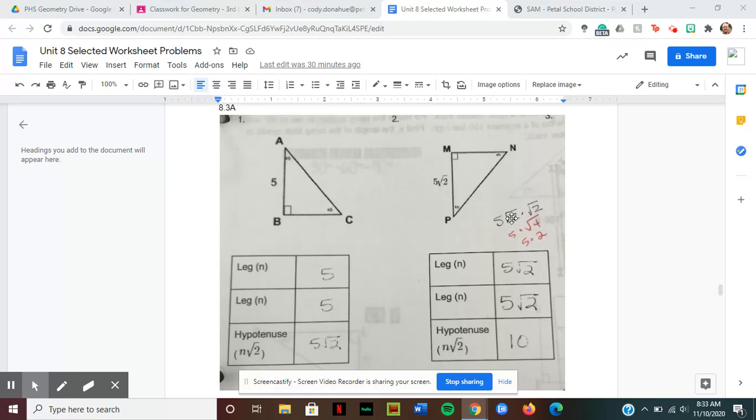So 5 root 2 times root 2 will give me 5 times root 4. And root 4 simplifies down to just 2. So I get 5 times 2, which is 10, and that'll be my hypotenuse length.